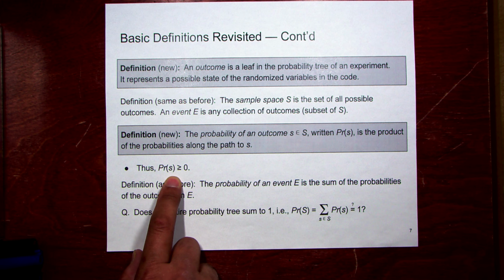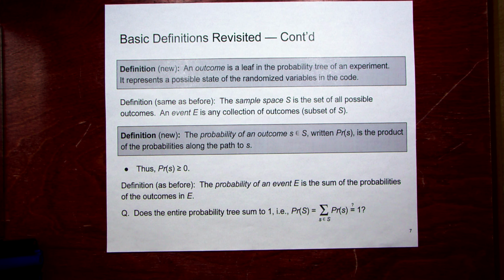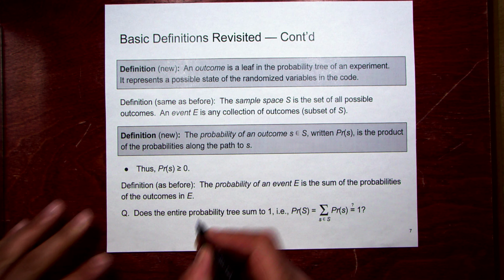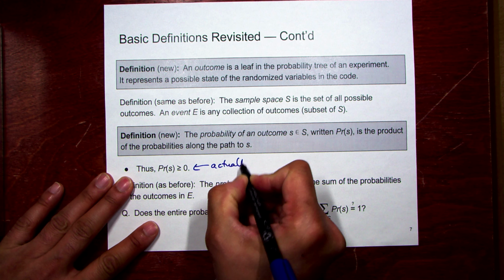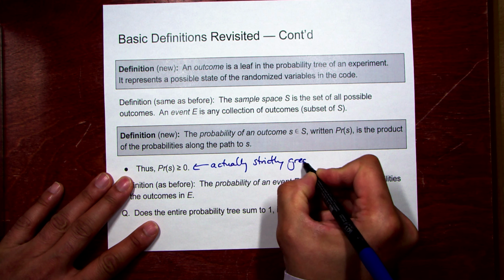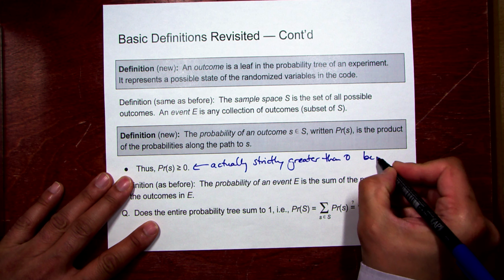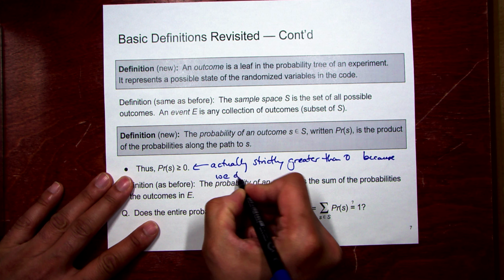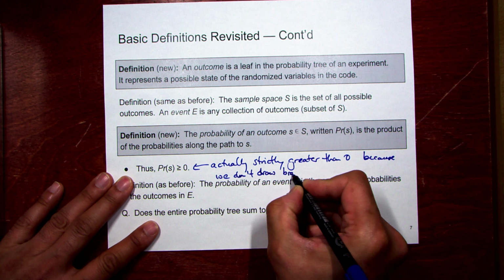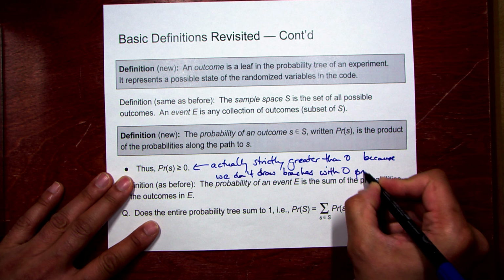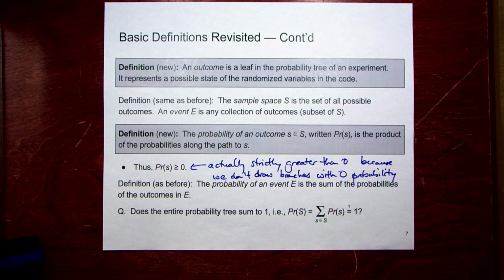Therefore, the probability of each outcome is greater than 0, and the inequality is actually strict. The reason is that we tend not to draw branches where the probability is 0. We just don't include them in the tree. And if we want to look at an event's probability, we just add up all the probabilities for each of those outcomes. That's the same as it was before.